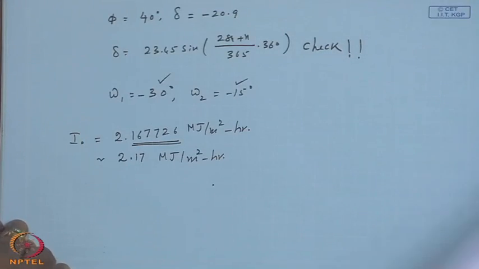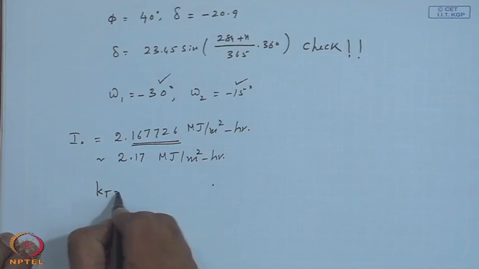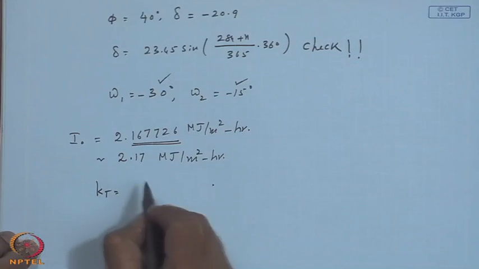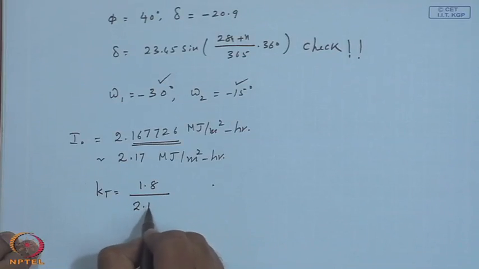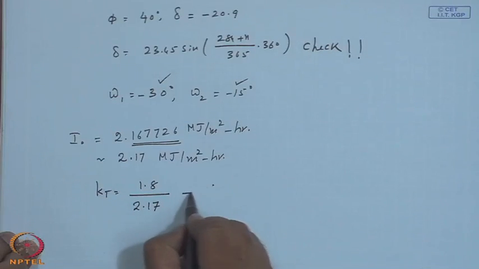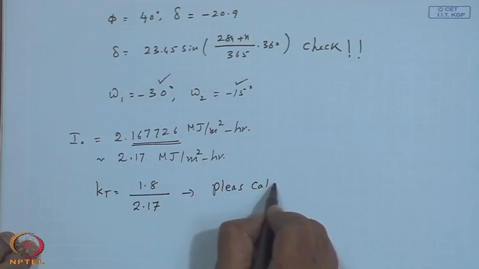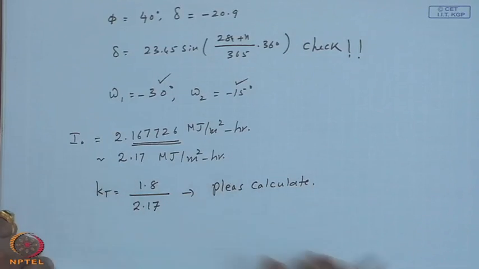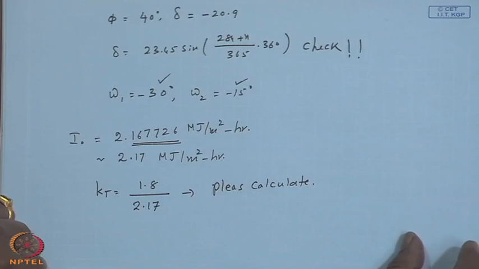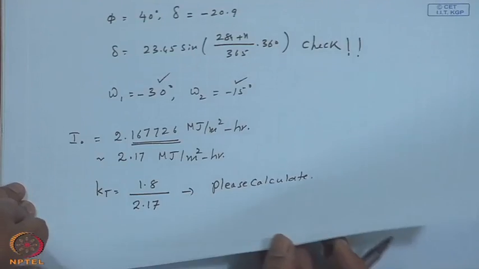And your K T is your I, 1.8 by 2.17. Please calculate this. I just thought I calculated I 0 and forgot to do this simple division. Okay.